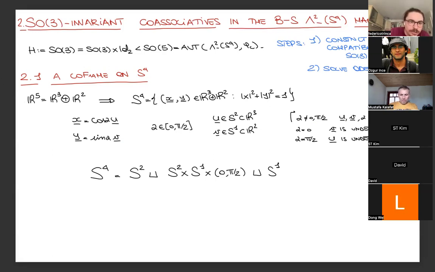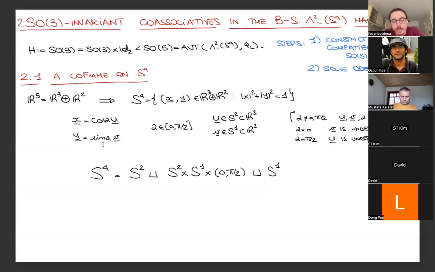So if I write R5 as R3 plus R2, then I think this was also described by Jesse at some point this week, but you can write S4 as the points of R3 plus R2 with norm of x squared plus norm of y squared equal to 1. And so x is equal to cos alpha u, and y is equal to sin alpha v, and u and v are just unit spheres of R3 and R2.